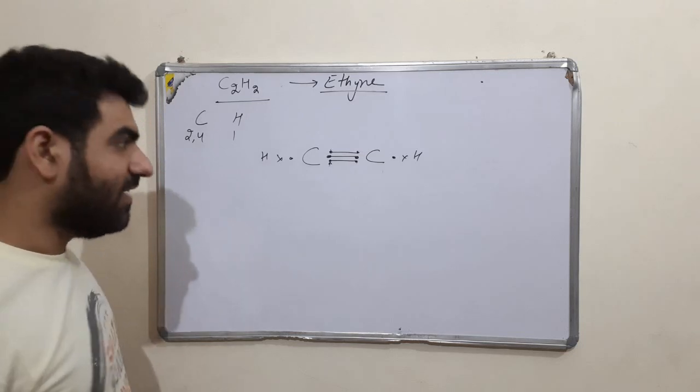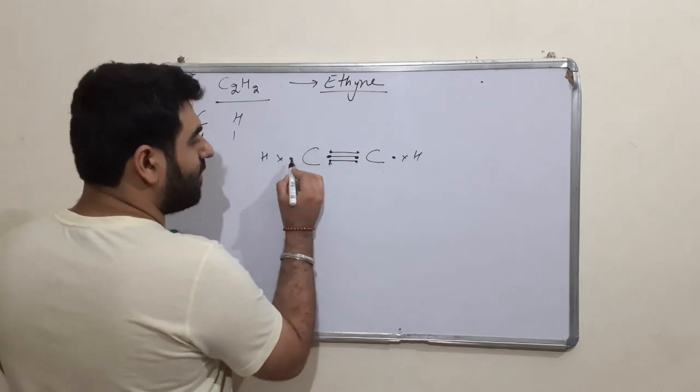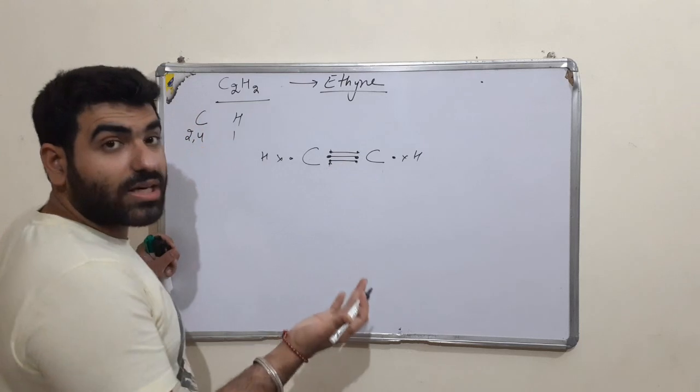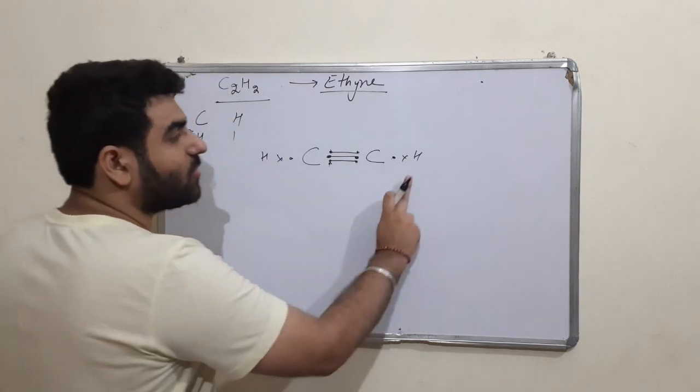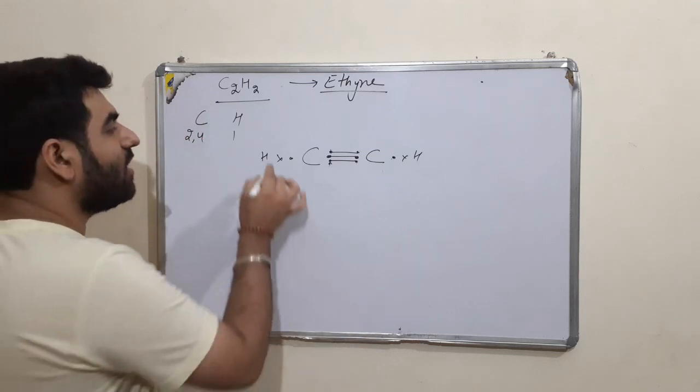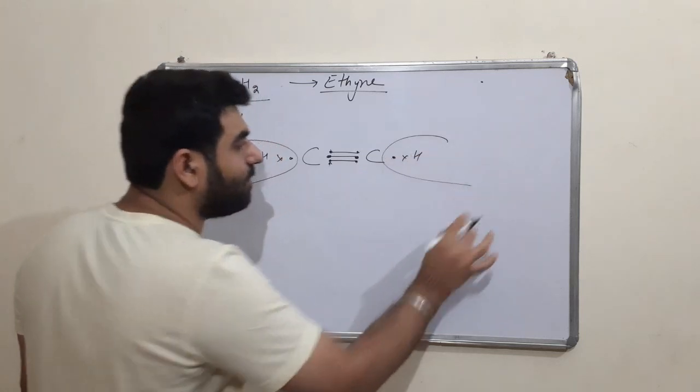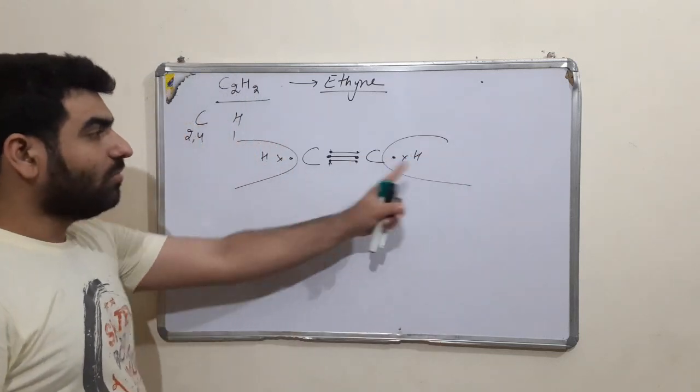Alright, let us count the valency first. This carbon, 1, 2, 3, 4, satisfied. 1, 2, 3, 4, satisfied. Hydrogen is 1, hydrogen is 1, satisfied. The other hydrogen has completed their duplet, yes, 2, 2.